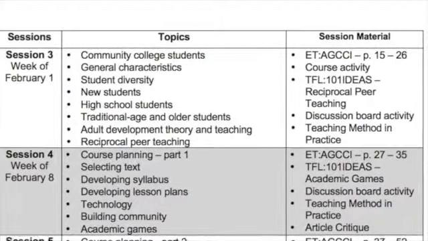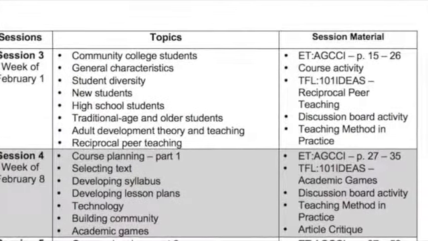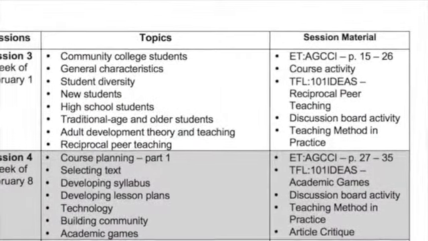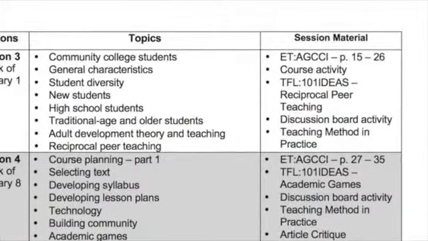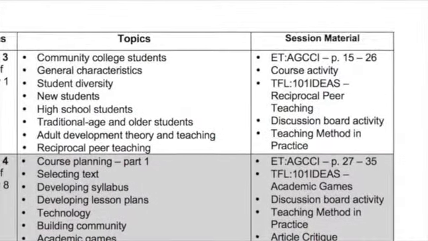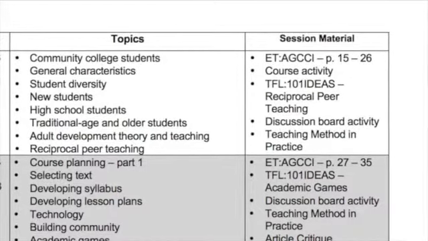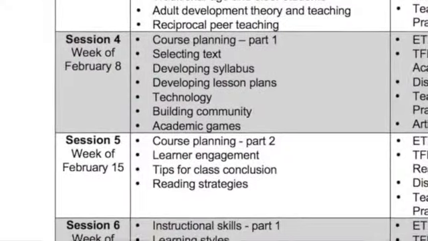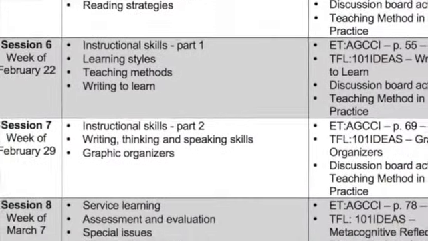In session 3, you'll see topics we're going to move through in both texts, and then also the reading assignment, 15 through 26 in the Effective Teaching book. And in Teaching for Learning, we're going to be looking at reciprocal peer teaching, so how those different peer relationships work. We have a discussion board activity, just like we do every week, and then another teaching method in practice related to that Teaching for Learning topic. Same thing for sessions 4, 5, 6. You can see we just move down the way.